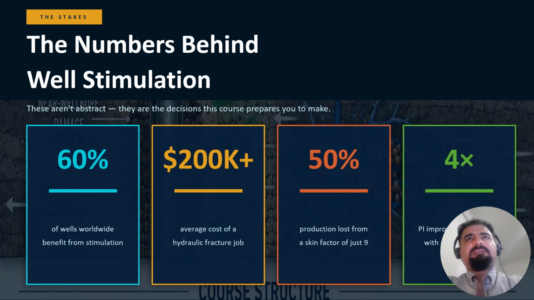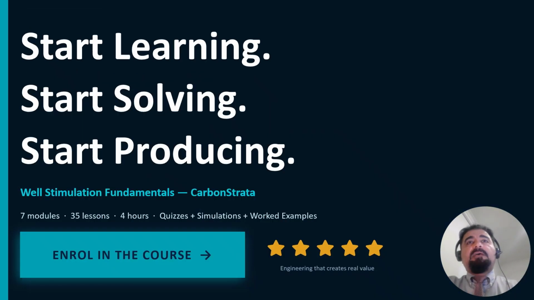60% of wells benefit from stimulation. A hydraulic fracture costs over $200,000. Skin factor 9 loses you half your production, and correct acidizing can quadruple your PI. These are the decisions this course prepares you to make. Start learning, start solving, start producing.